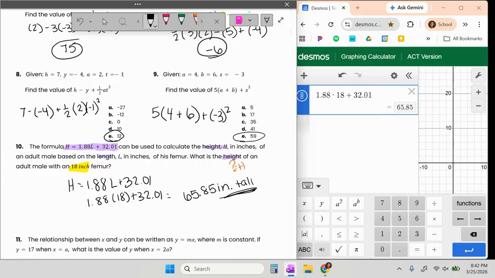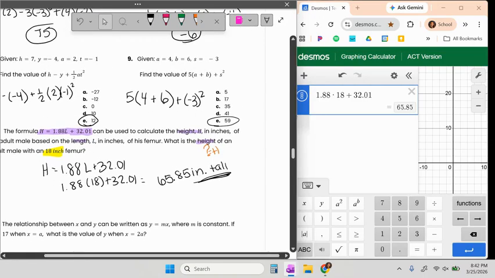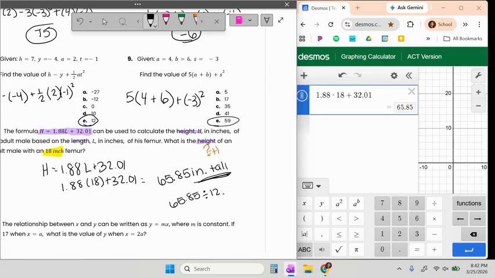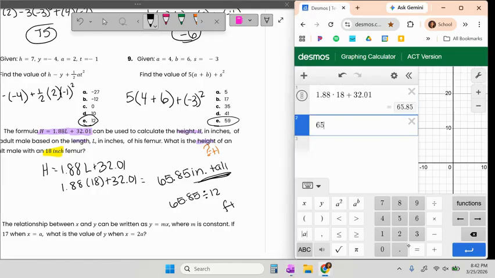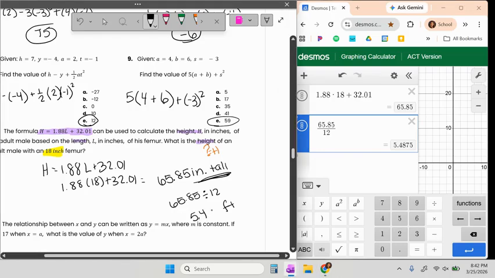Should it say, now turn this into feet, you're going to take this number, 65.85, and divide it by 12. That's going to give us how tall this person would be in feet, which is how we normally measure things. So you seeing 65 inches, you're probably like, well, how tall is that person? That person would be 5.49 feet tall.